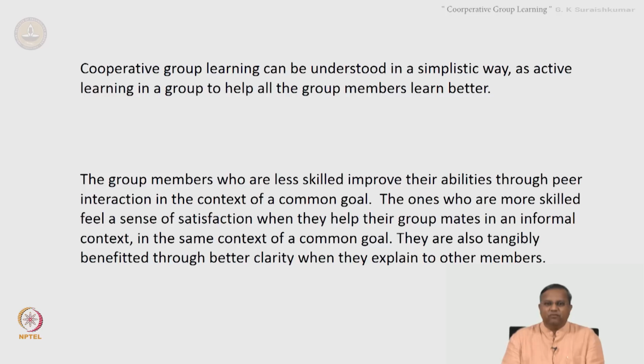If somebody is looking for a tangible benefit for people who are highly skilled, there are also tangible benefits. They are tangibly benefited through better clarity when they explain to other members. You and I know that when you teach something to somebody, your own understanding improves significantly, and that happens here all the time. So, everybody in the group is benefited, and that is the beauty of cooperative group learning.